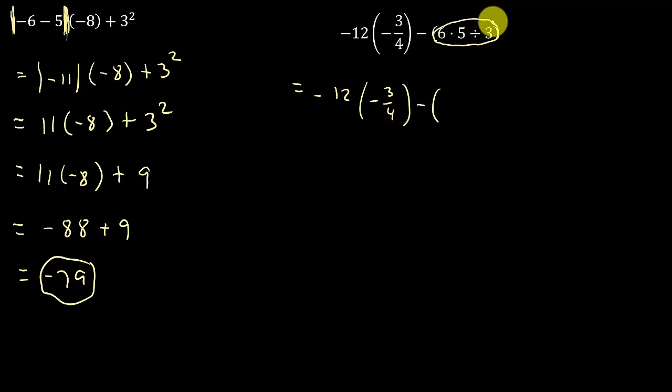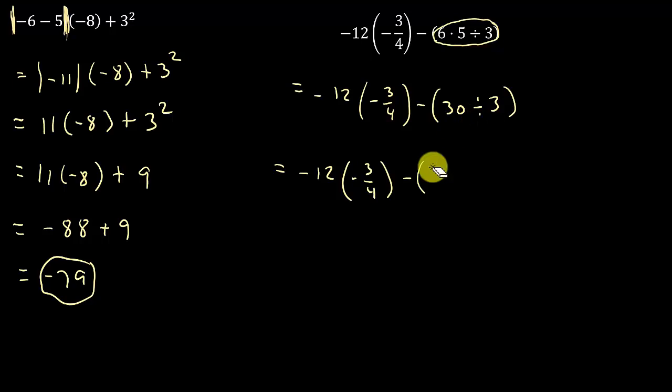Okay, no exponents. I do have multiplication and division. I have to do that in the order it appears, left to right. All right, so 6 times 5 is 30, divided by 3, all right, equals -12 times -3/4 minus. All right, so I've got 30 divided by 3 is 10. So that's going to be 10 here. I don't have to put that in parentheses. I mean, you can if you want, but you don't have to.